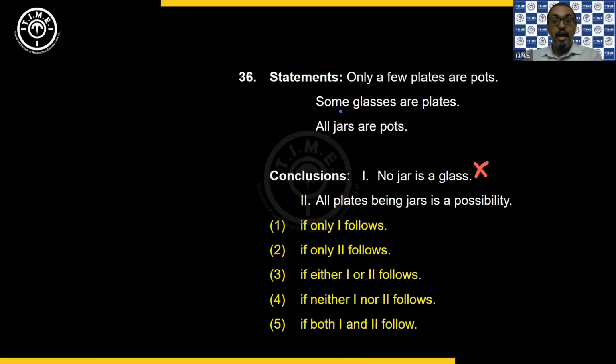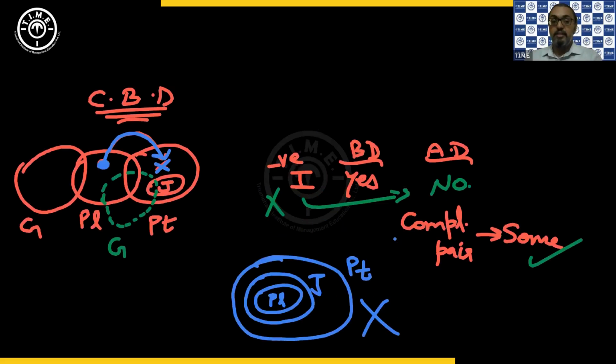Because we clearly have a very clear instruction between plate and pot. Only a few plates are pots. See, that clear indication says there should be some plates. In my combined basic diagram, we have an indication there should be some plates which are never inside the pots. But here all the plates are inside pots. So that is not allowed.